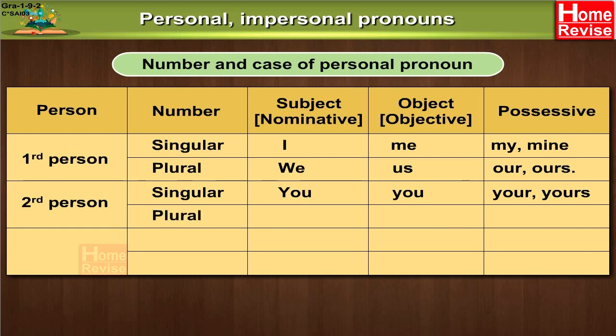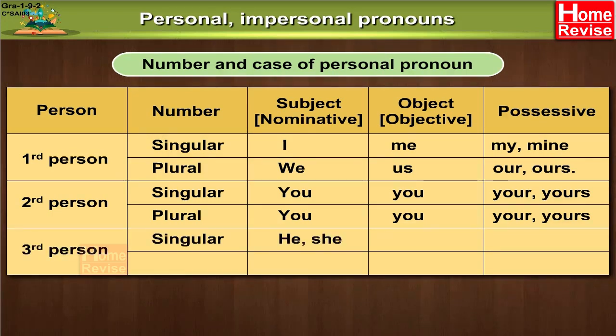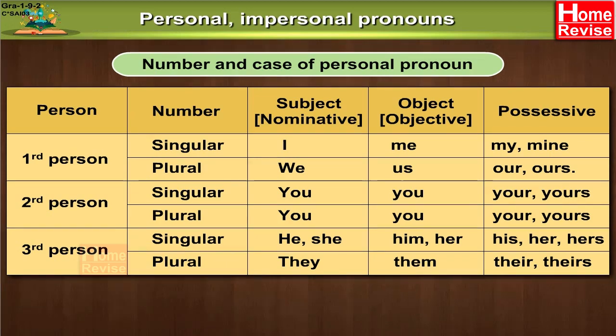Second person plural, subject you, object you, possessive pronoun your, yours. Third person, singular, subject he or she, object him or her. Possessive pronoun is his, her, hers. Third person plural, subject they, object them, possessive pronoun their, theirs.